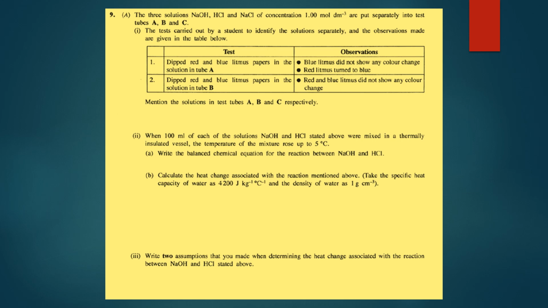Your question is, mention the solutions in test tubes A, B and C respectively. A is NaOH, B is NaCl, C is HCl. You can earn 3 marks.